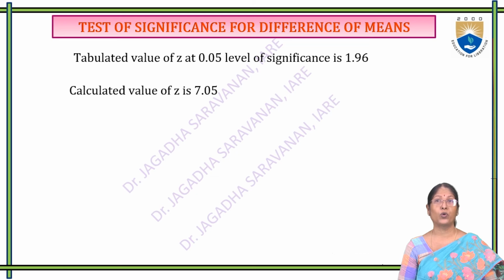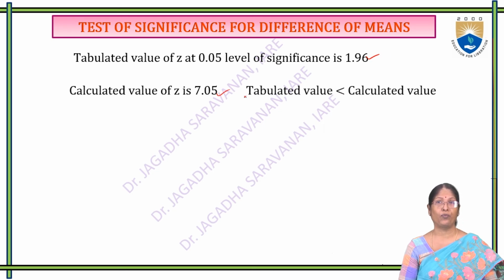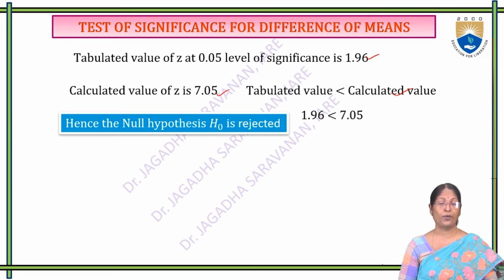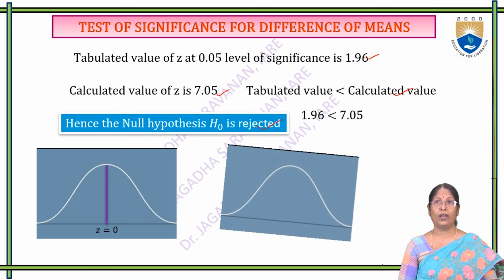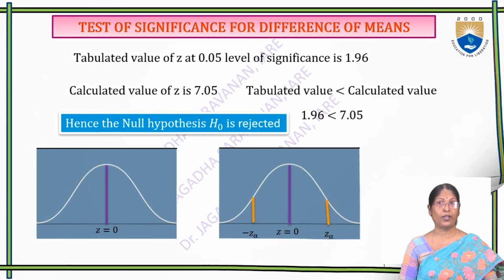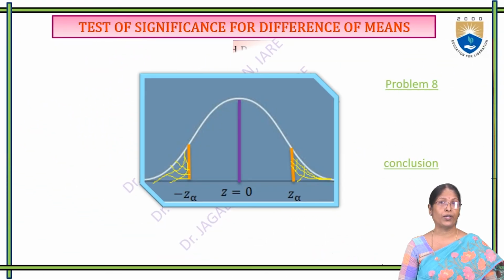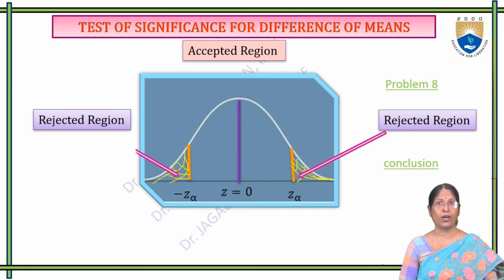The tabulated value of z at the 0.05 level of significance is 1.96. The calculated value of z is 7.05. So the tabulated value of z is less than the calculated value, that is 1.96 is less than 7.05. The null hypothesis is rejected. On the normal curve, we have taken a two-tailed test, that is from minus z alpha to z alpha, and the final graphical representation with accepted and rejected regions, with marked arrows, gives a clear picture.